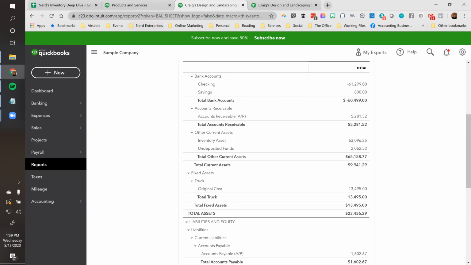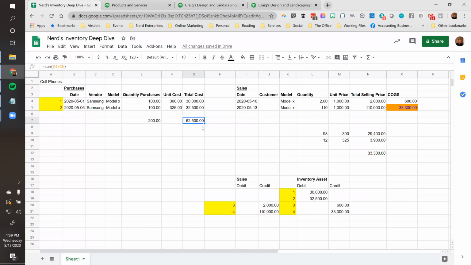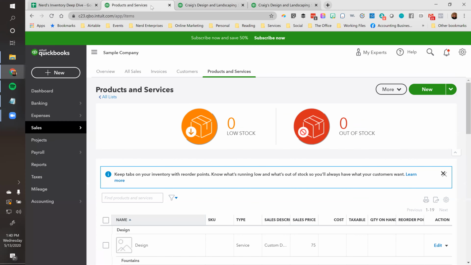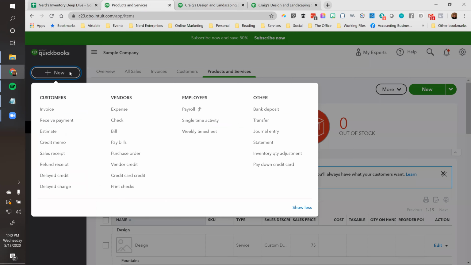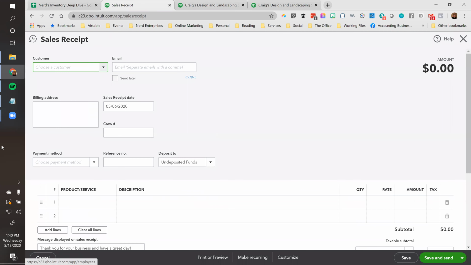Next, let's sell some stuff, right? So these were transactions 3 and 4. I didn't mark them here. Okay. So now we're going to sell 2 units. Let's go back here. Yeah, let's do it from here. So we'll just do a quick sales receipt. Okay. We'll sell to some customer.